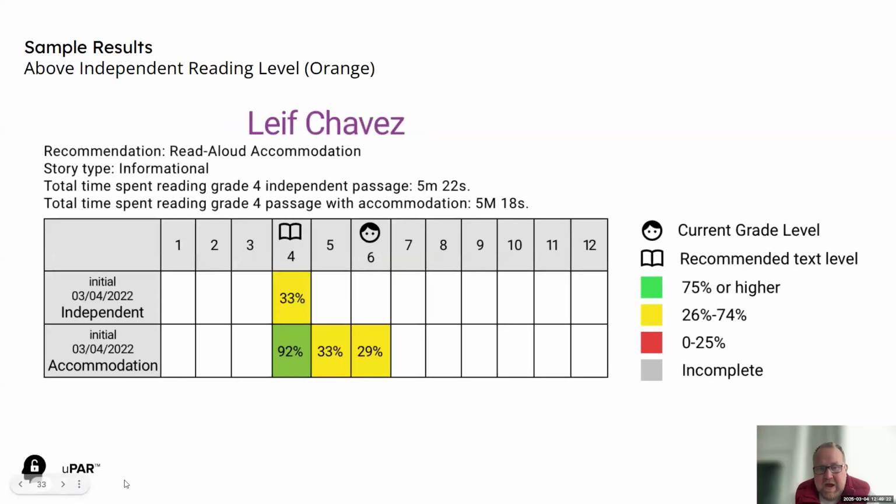Here's the student, sixth grade, did not do really well. We went to fifth grade again, didn't do very well. Then we got to fourth grade. We actually got that passing score. When we compared that to fourth grade silent or independent read, he actually could not do it. So this student would be in orange, meaning that he can comprehend with text read to him better than reading independently, but he does not get to grade level.